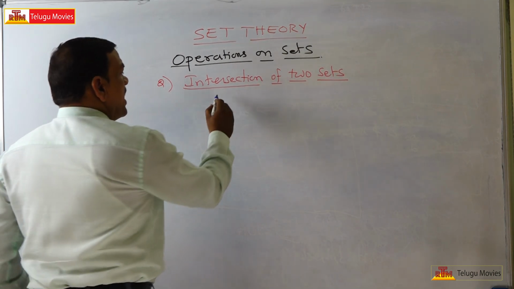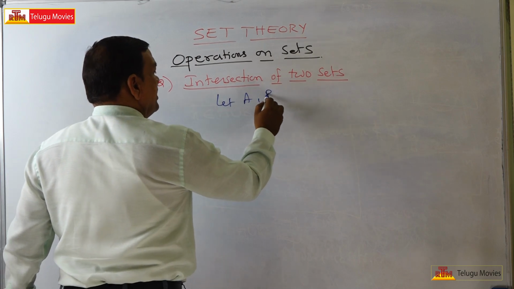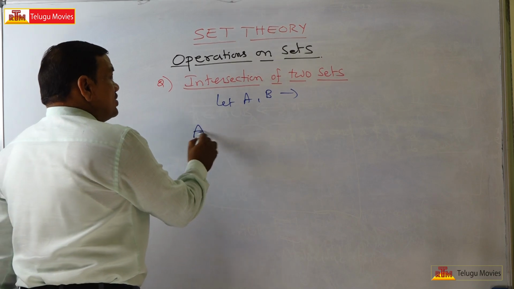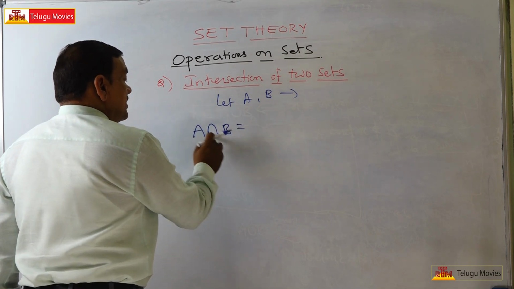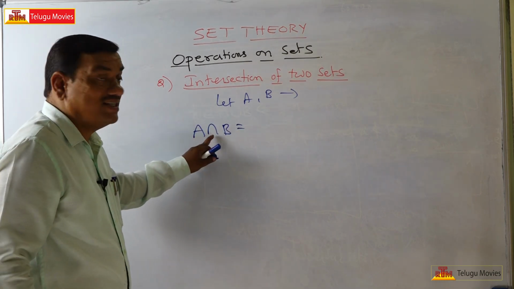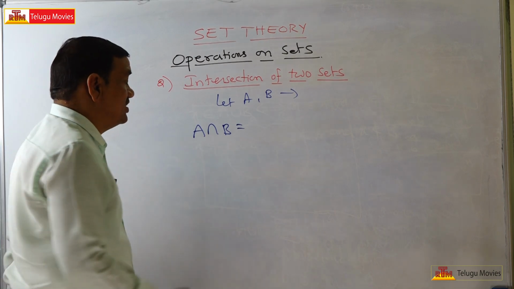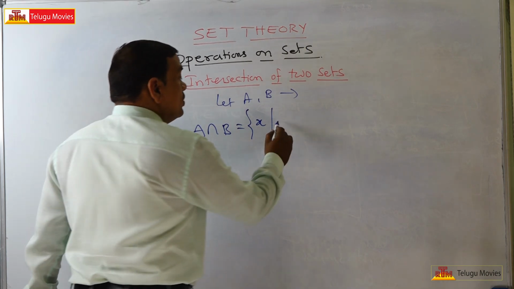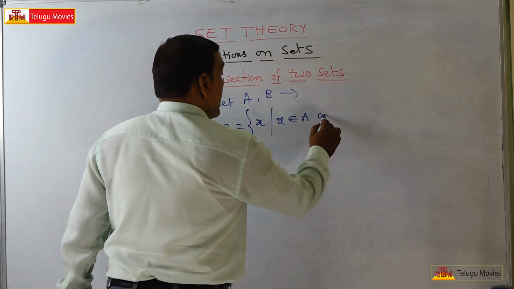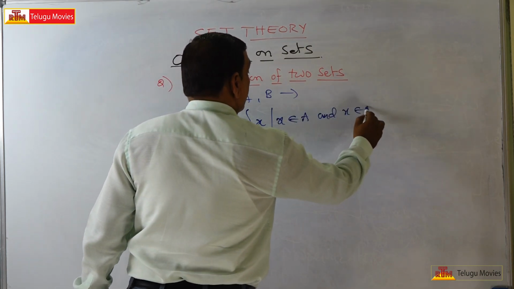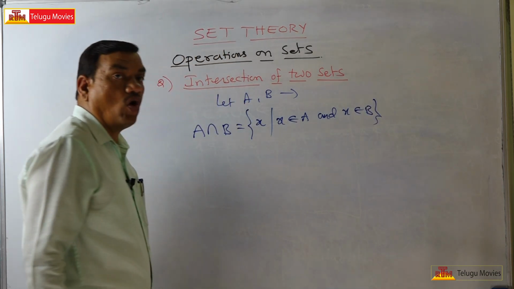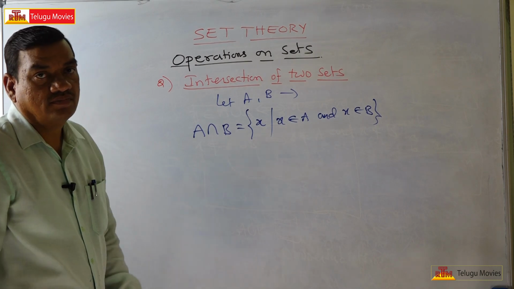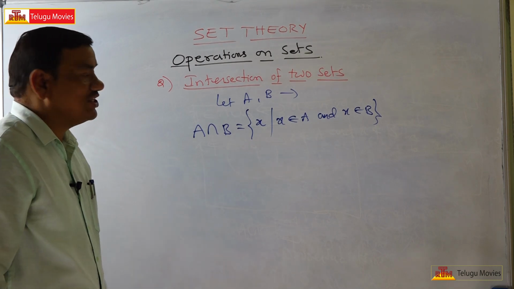Let us take A and B, any two sets. Then the intersection of A and B is denoted by the symbol ∩. This is called intersection and it is defined as the set of all the elements which belong to A and B. The set of all the elements which belong to A and B. Understand this? This is called intersection of two sets.